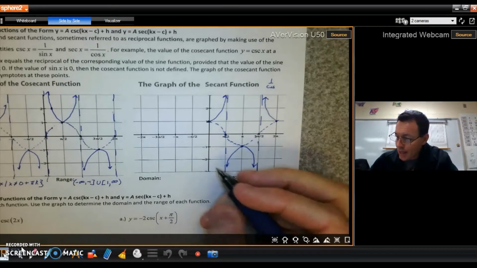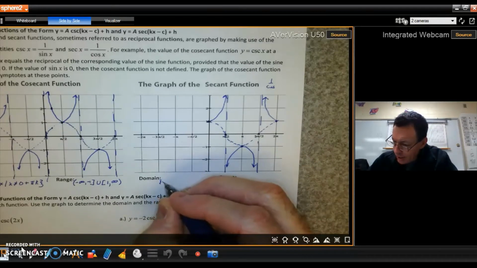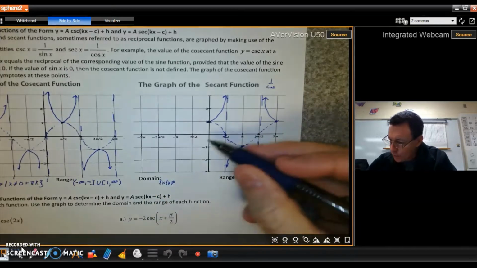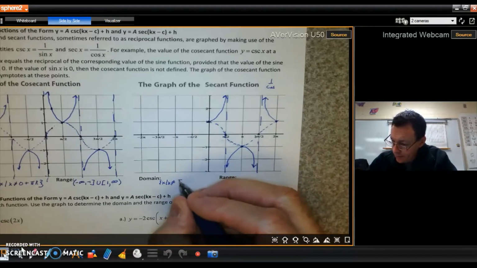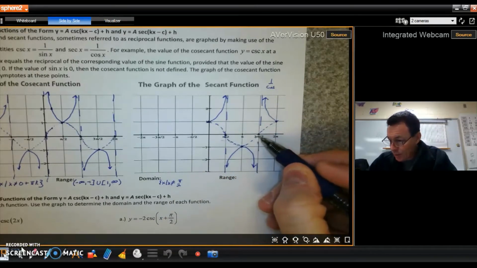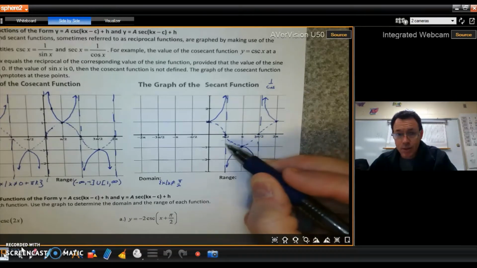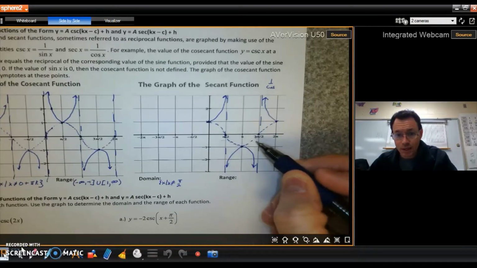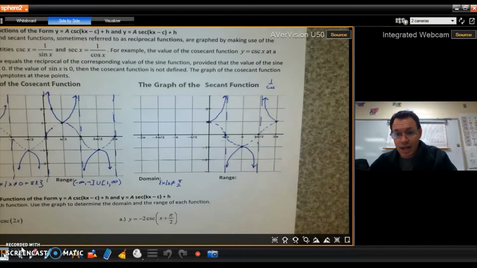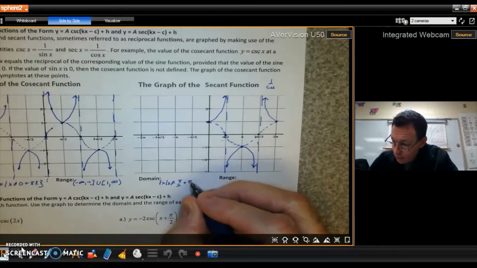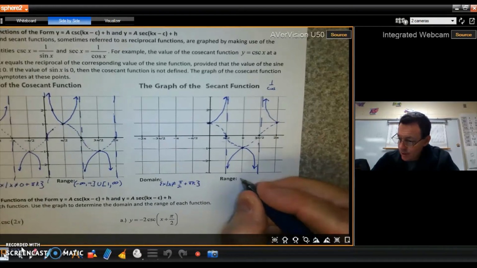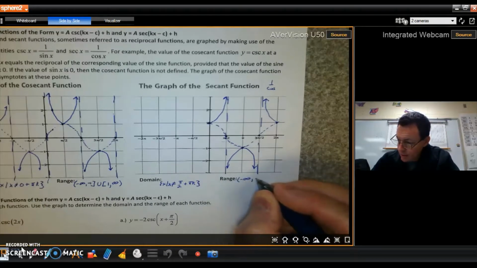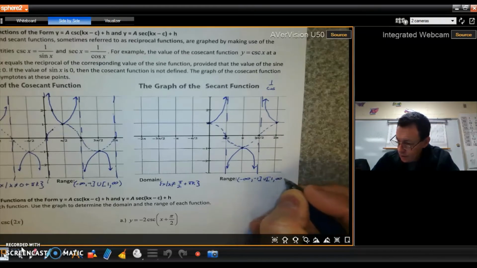Okay? So the domain, again, all x's such that x cannot equal, well, let's see, let's pick one. Here's our first vertical asymptote, pi over 2. But then again, at 3 pi over 2, which is pi away, if you take 1/2 and add 1 pi, you get 3/2 pi. And then 5/2 and 7/2 and 9/2. It's just going to keep going. So any multiple of pi after that is going to be a domain restriction. Range, still everything from negative infinity up to -1. And then everything from 1 to infinity.